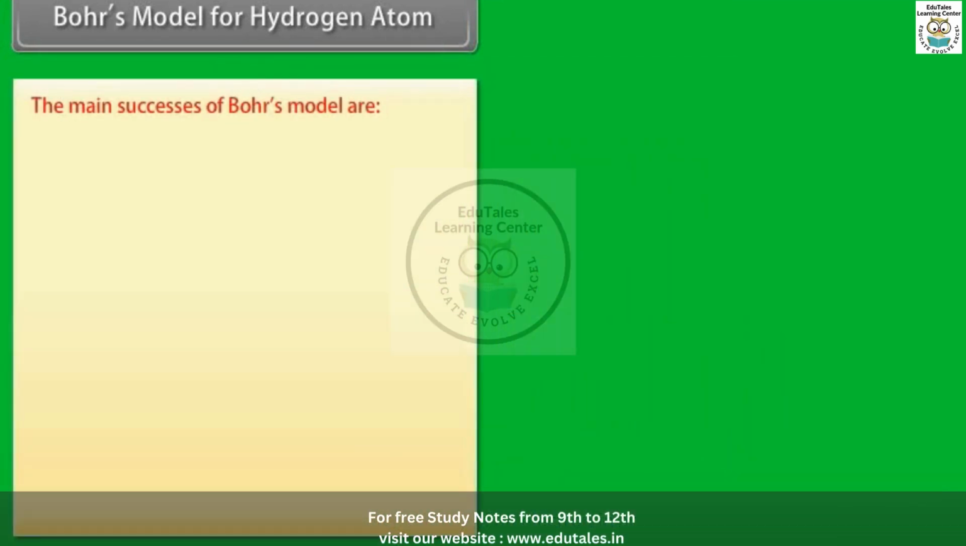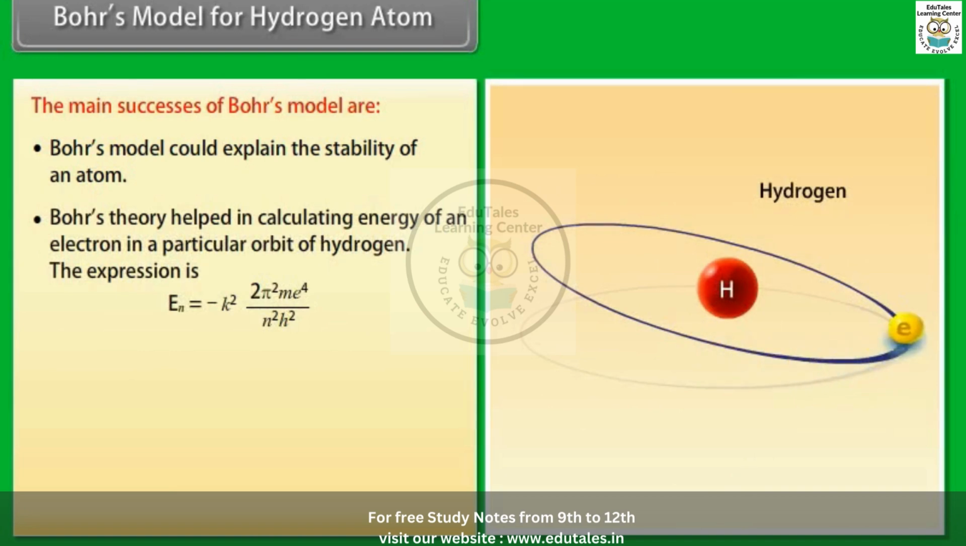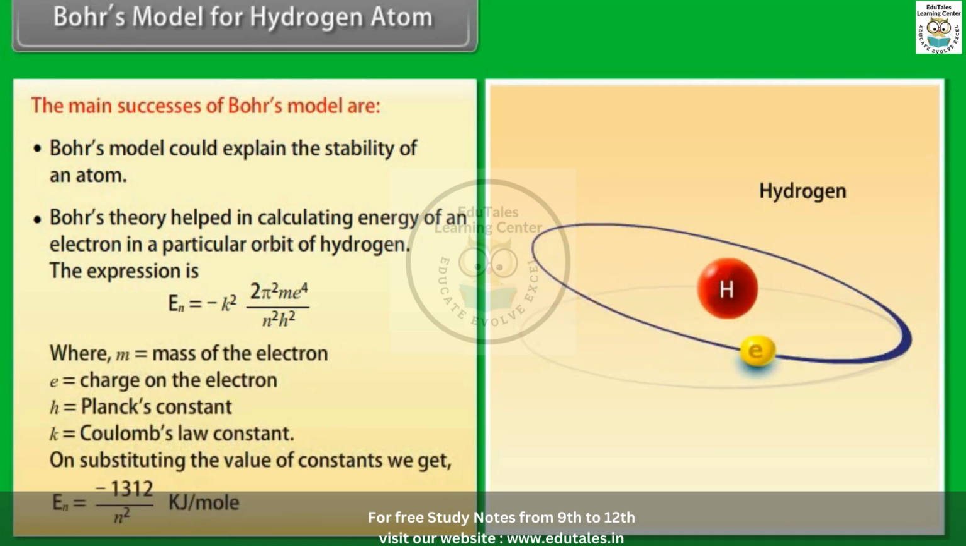The main successes of Bohr's model are: number 1, Bohr's model could explain the stability of an atom. Number 2, Bohr's theory helped in calculating energy of an electron in a particular orbit of hydrogen. The expression is En is equal to minus k² × 2π² × m × e⁴ divided by n² h², where m is mass of the electron, e is charge on the electron, h is Planck's constant, k is Coulomb's law constant. On substituting the value of constants, we get En is equal to minus 1312 by n² kilojoule per mole.